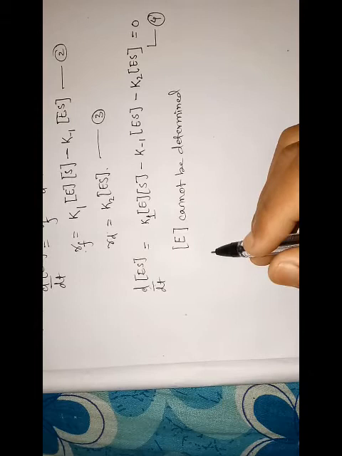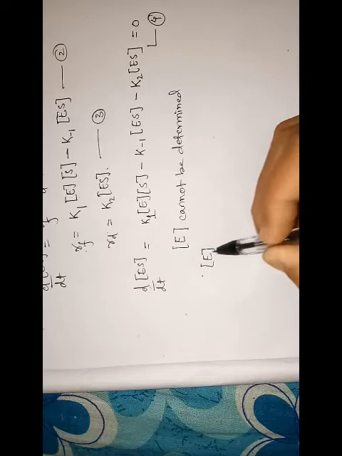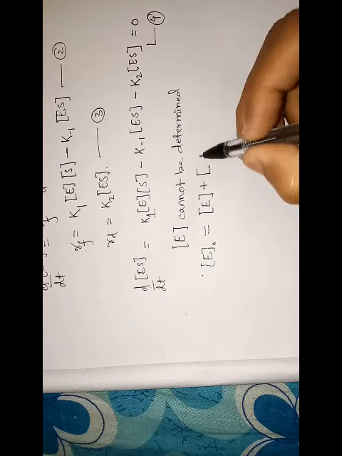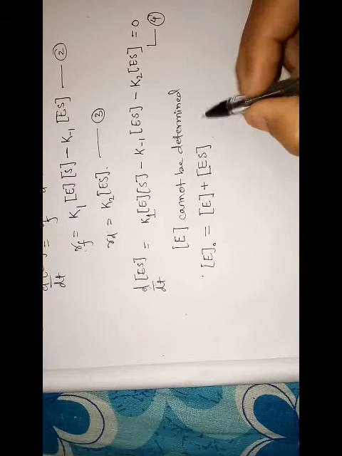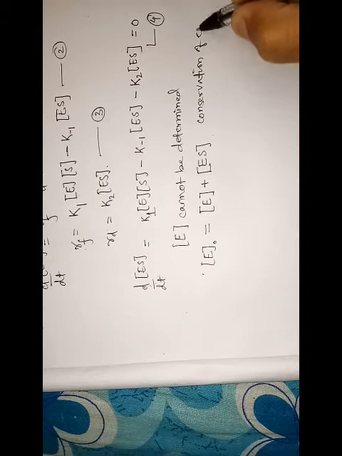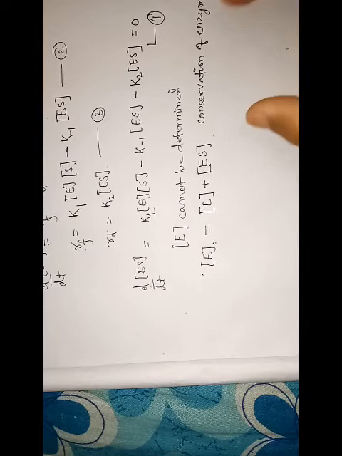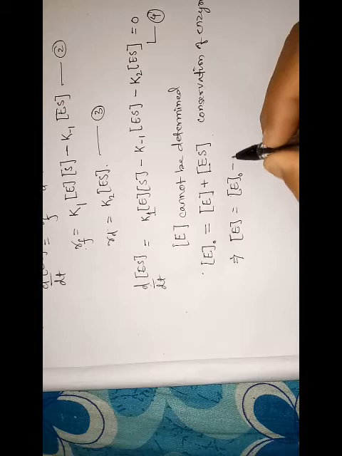So what we are going to do is use the conservation of enzyme. There is one equation for conservation of enzyme: concentration of E naught is equal to concentration of E, that means enzyme, plus concentration of ES. This equation is known as the equation of conservation of enzyme. So the initial concentration of the enzyme can be written as E plus ES. From here we can also write that the concentration of E is E naught minus concentration of ES. This may be put as equation number 5.